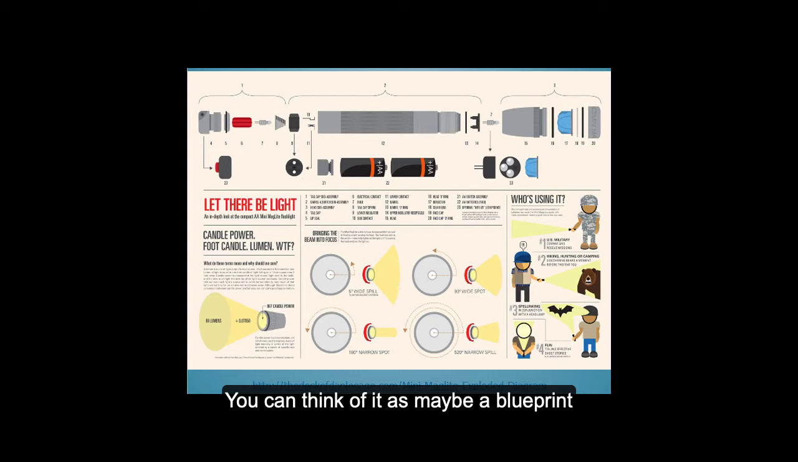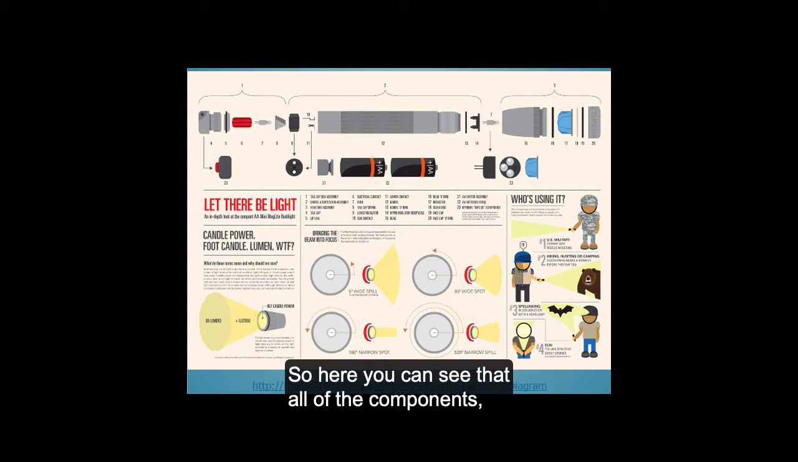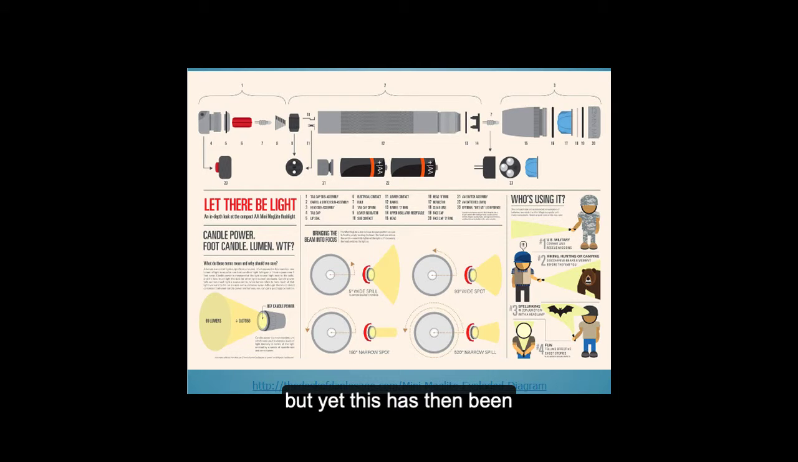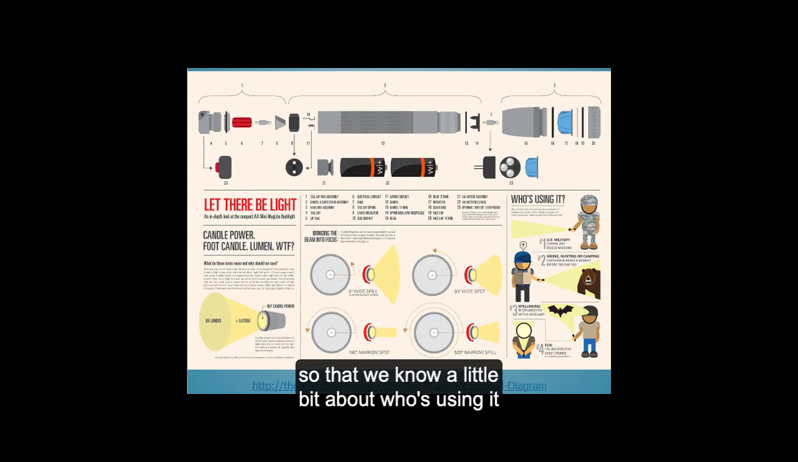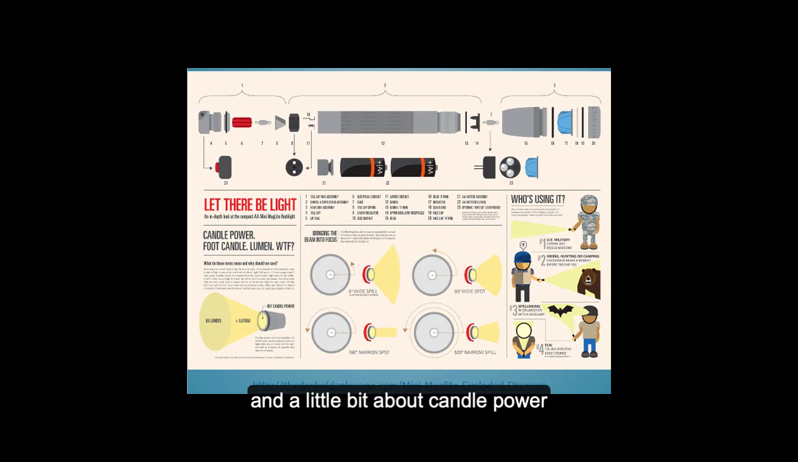You can think of it as maybe a blueprint where we are breaking apart a flashlight. So here you can see all of the components, but yet this has been built into a much larger infographic so that we know a little bit about who's using it, and a little bit about candle power and aluminum and lumens, what all that is.